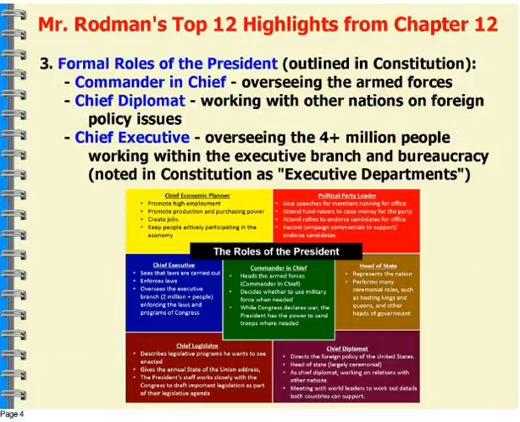In terms of formal roles of the president, we talked about these in class, and they are outlined in the Constitution. The 3 majors are commander-in-chief, what we call diplomat-in-chief, and the administrator-in-chief.